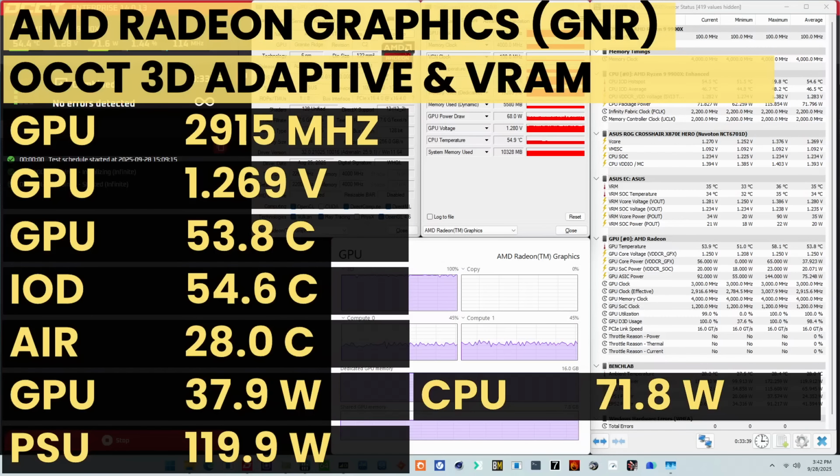When running the OCCT 3D Adaptive and VRAM combined stress test, the average GPU effective clock is 2915 MHz with 1.269 volts. The average GPU temperature is 53.8 degrees Celsius, and the average GPU core power is 37.9 watts.